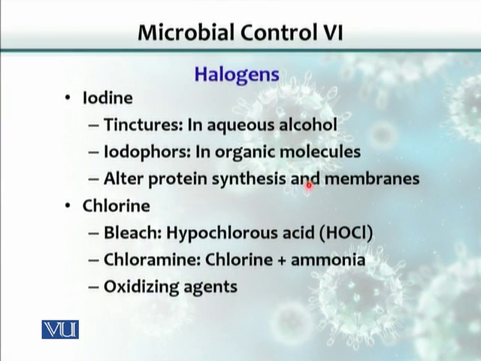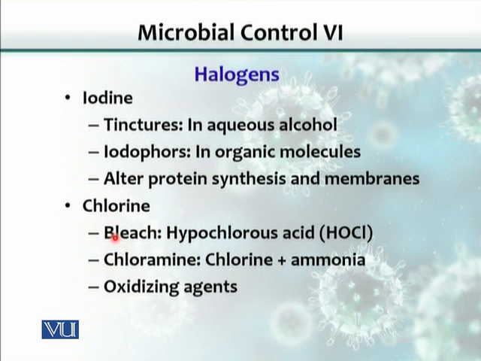Halogens are another group of chemicals, like iodine and chlorine, used for antibacterial activities. Tincture of iodine is when we mix iodine in alcohol, and that's very commonly used in hospitals. Iodophor is when we combine iodine with an organic molecule; that molecule traps iodine and releases it slowly, so it stays there for a longer time. Again, this iodine alters protein synthesis and also damages the membrane. So this is the way they are effective.